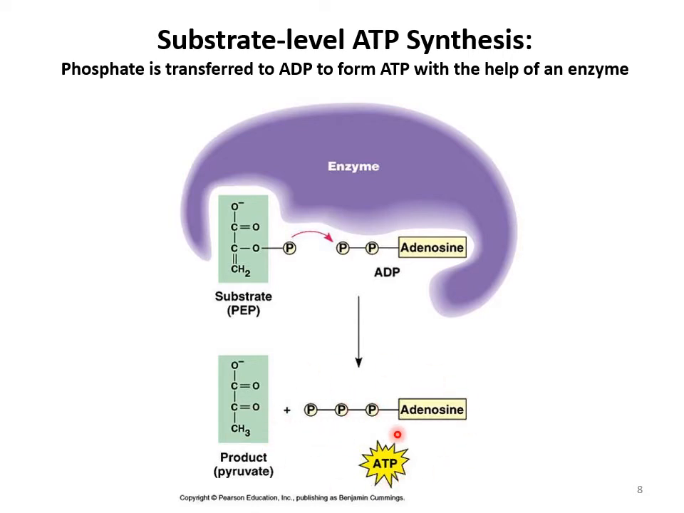So now that the cell has built this bond, it could then put that ATP somewhere else in the cell to break that bond and get energy when it needs it. Okay, so that is substrate level ATP synthesis. You will see that come up a few times. So that's getting a phosphate group from a substrate, adding it to ADP to make ATP.